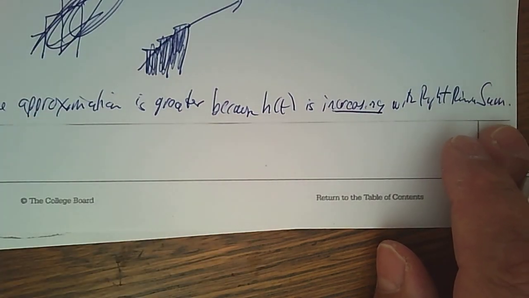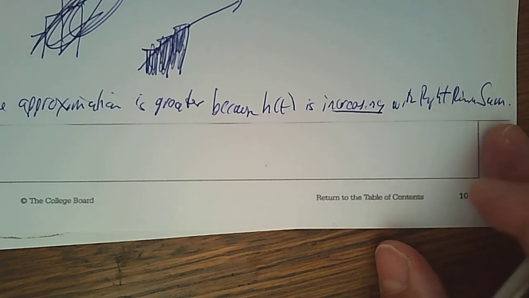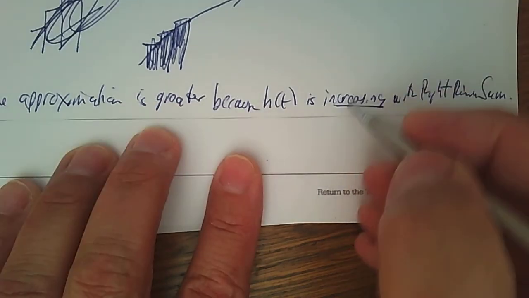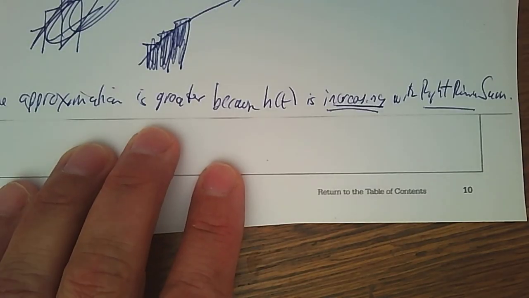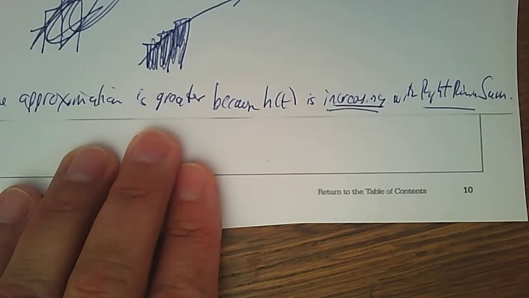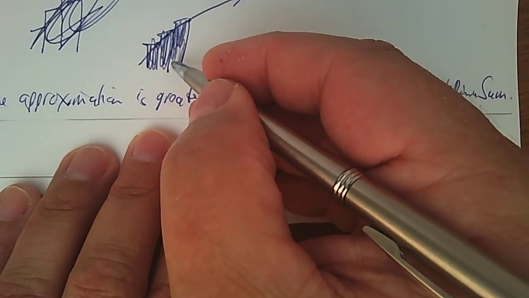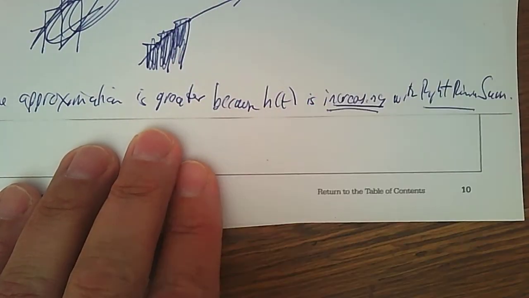So why is it greater? Because the function is increasing with a right Riemann sum. So they like to see increasing and right. Now, if it was a left Riemann sum, it would be an underestimate. Again, it's nice to have a picture to make sure you can picture what that is. Is it going to be above the curve or under it if it's increasing or decreasing?